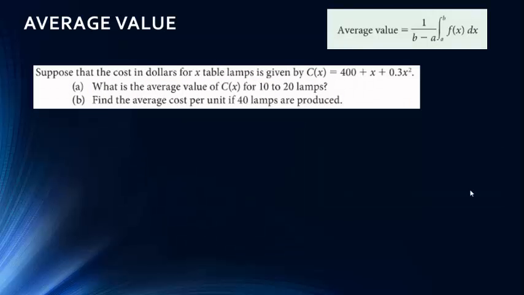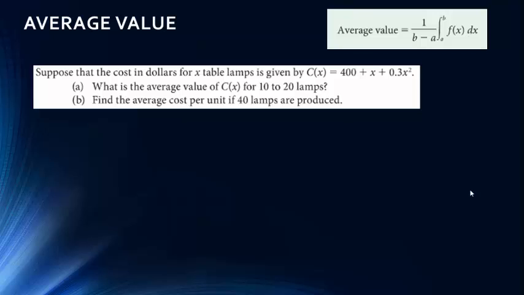Okay, so let's look at this for a rather simple problem, but one that is often confusing to interpret, at least the difference in values here. Suppose that the cost in dollars for x table lamps is given by C of x equals 400 plus x plus 0.3x squared. What is the average value of C of x for 10 to 20 lamps? And then find the average cost per unit if 40 lamps are produced.